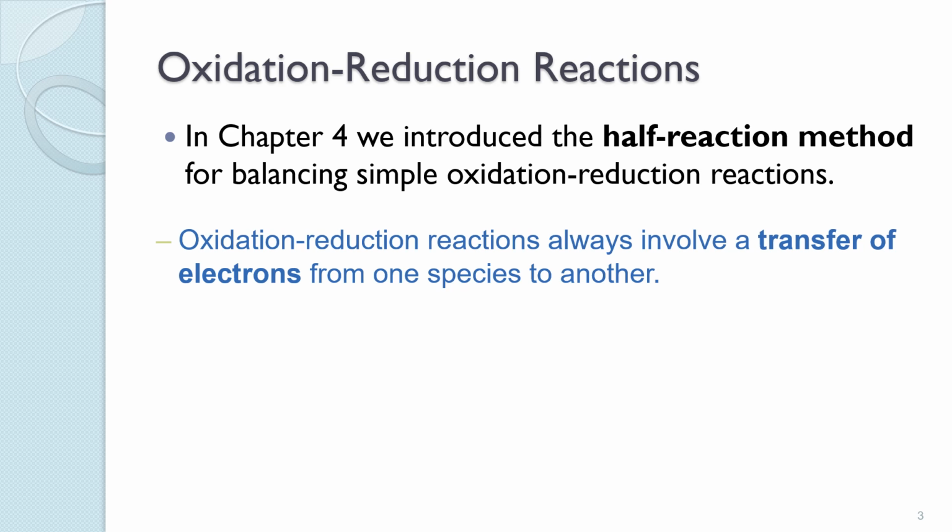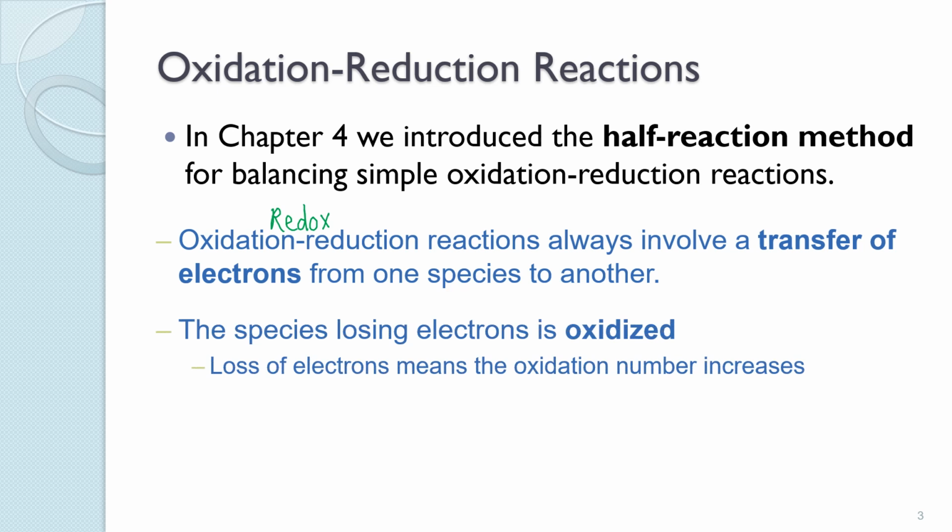Sometimes we call them an oxidation reduction, or sometimes we'll just call them redox reactions. So a redox reaction always involves a transfer of electrons from one species to another.